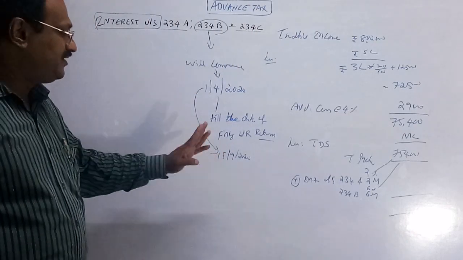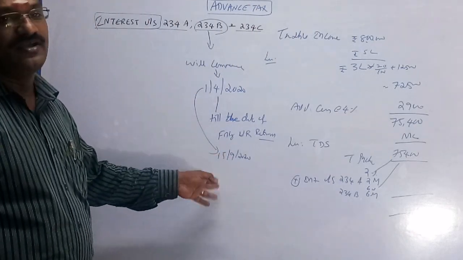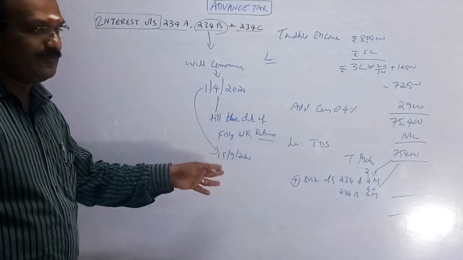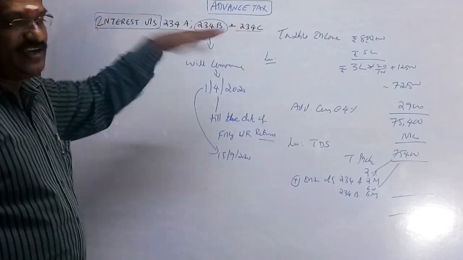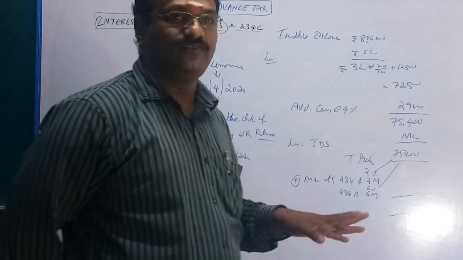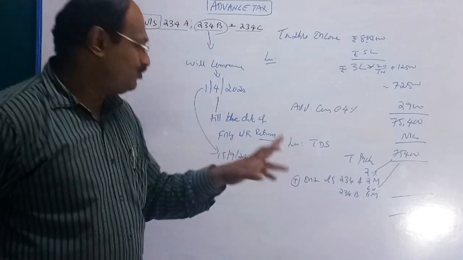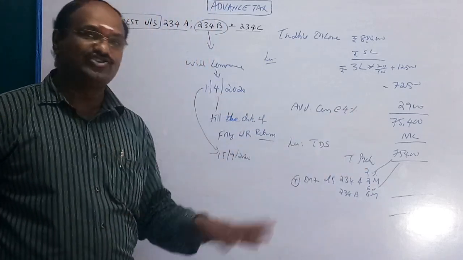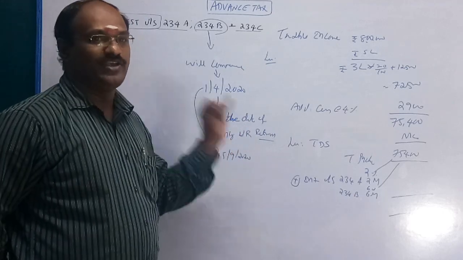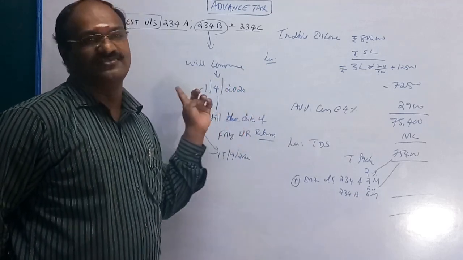See, in our example, 15/9 is the date you are filing your return. That day you are paying tax. Suppose on 30th July itself you paid all the tax. Then 234A is not attracted, and 234B is also not attracted because you paid all the tax. So April, May, June, July, 4 months interest will come.